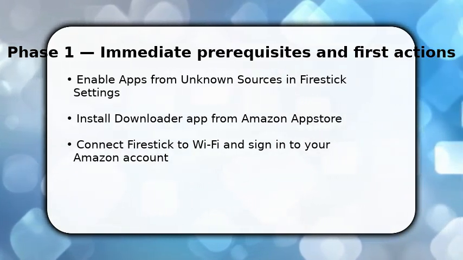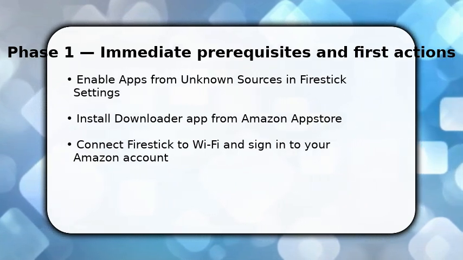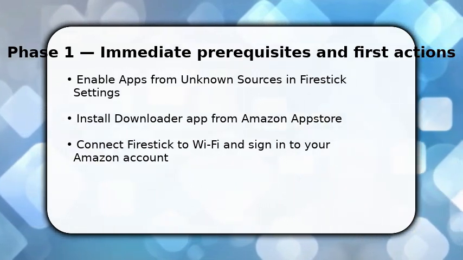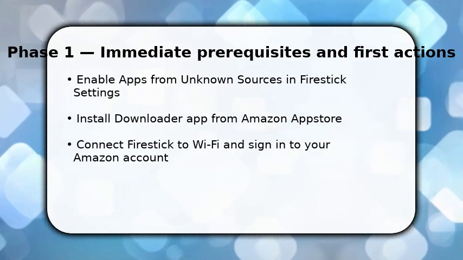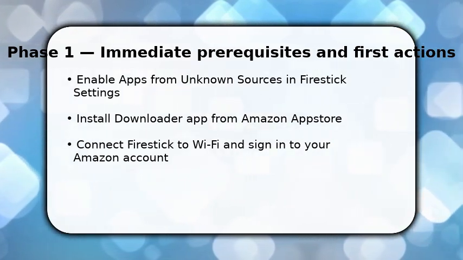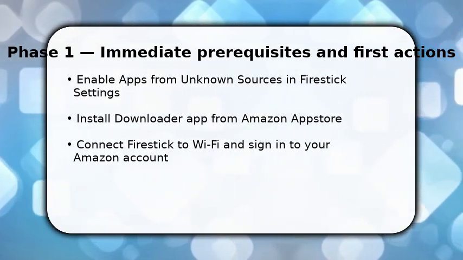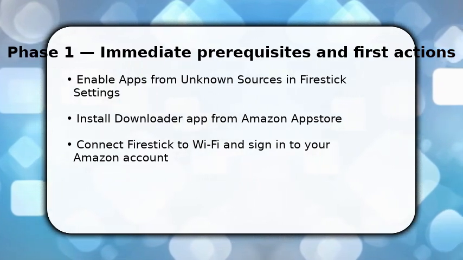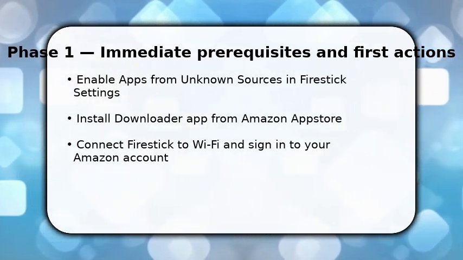Once done, install the Downloader app from the Amazon App Store so you can fetch the APK. Make sure your Firestick is on the same Wi-Fi network as any devices you'll use for transfer, and that it's signed into your Amazon account. This avoids permission blocks and speeds installation.